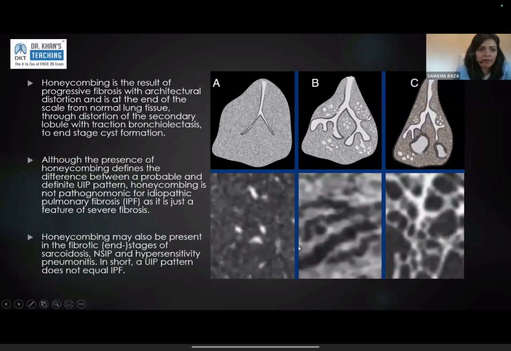So, what is honeycombing? Honeycombing is a sign that is associated with end-stage lung fibrosis. The architectural distortion progresses and progresses, and then the normal tissue, through distortion, ends up with end-stage cyst formation. These cysts don't need to be stacking. They don't need to be on top of each other. Even one cyst can be honeycombing, but your confidence in being able to diagnose it as honeycombing should be very low when it's just one cyst you see.